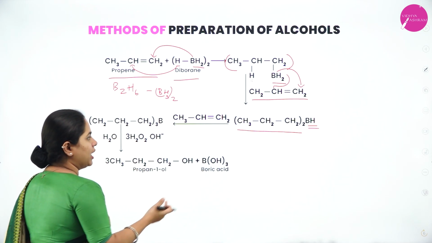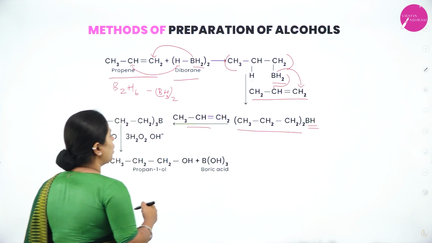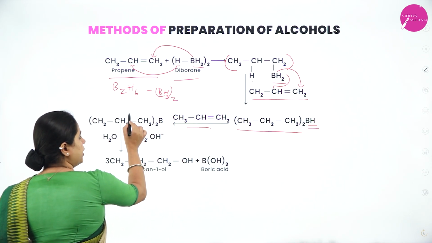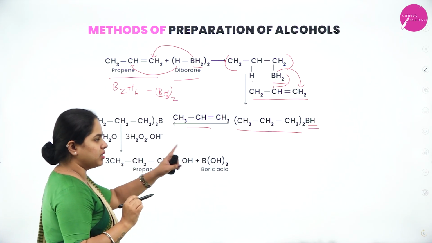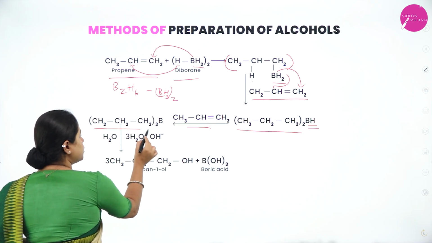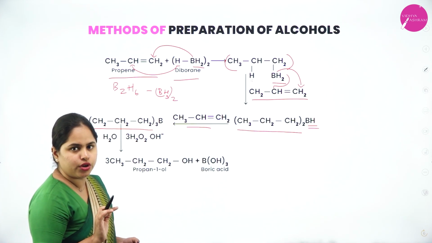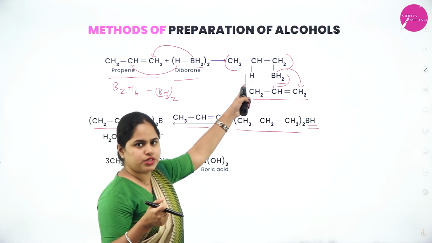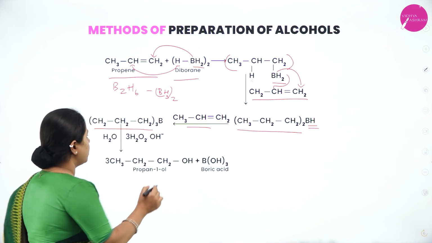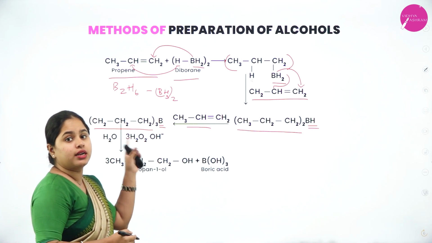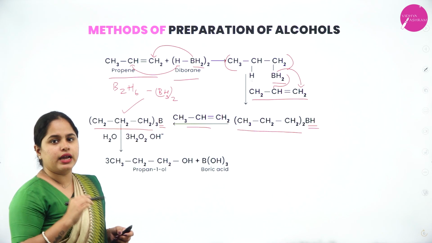Clear? Now to that again we are going to add one more molecule of alkene. So again one hydrogen will be attached to the carbon atom and the boron will be attached to the other carbon atom the same way, and you are going to get CH3, CH2, CH2 thrice. See, here one was there, to that one more was added, to that one more was added. So you will get thrice and boron will be there. So this is your trialkyl borane. What you are obtaining here is called the trialkyl borane.